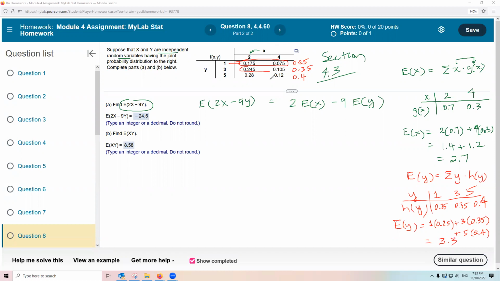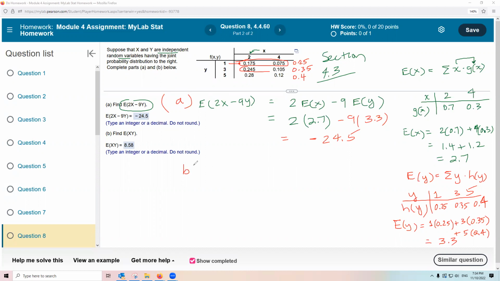All right, so I'm ready to plug in then. What I need here is 2 times the expected value of X. We just figured that out to be 2.7. And back here, I'm going to subtract 9 times the expected value of Y. That's 3.3. I'm just going to work this out on my calculator. I get negative 24.5. So this is the answer for part A.